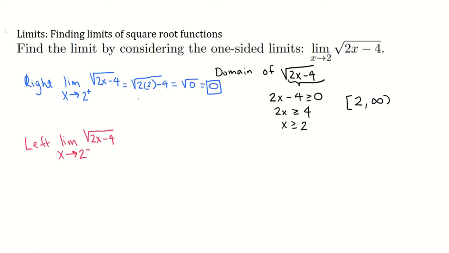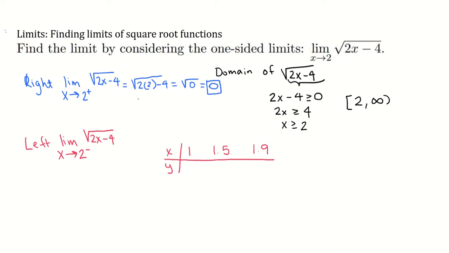However, on the left, our function is not defined for these values, for the numbers to the left of 2. That means we could think about the limit and see what happens as we approach 2 from the left. So I'm going to make a table of values. We're going to approach 2 from the left. So 1, 1.5, and 1.9.